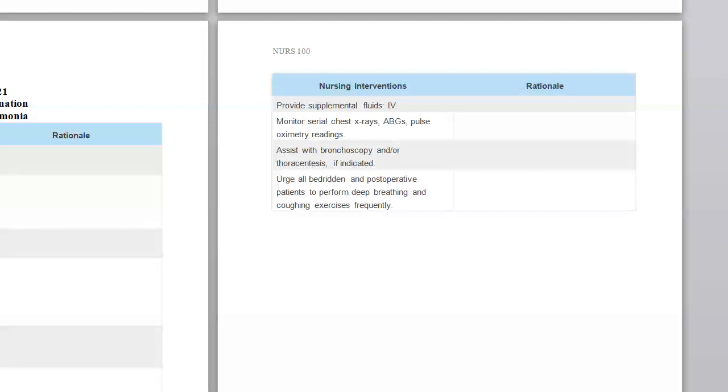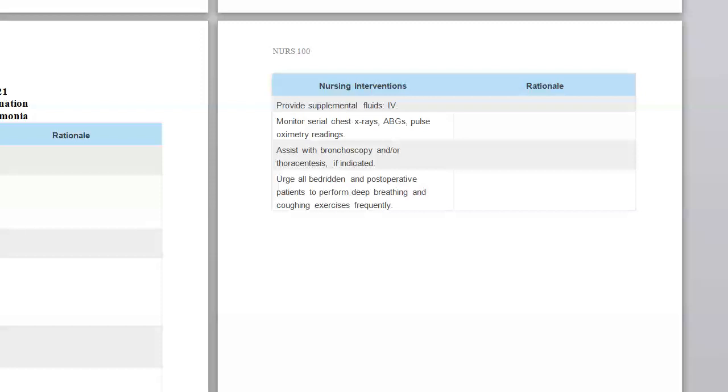oxygen devices to see if it's helping to prevent hypoxia and raising their PaO2s. Assist with bronchoscopy and/or thoracentesis if indicated. Occasionally the patient will need one of these types of procedures to help remove mucus plugs, drain purulent secretions, and/or prevent or remedy the atelectasis that's occurring.